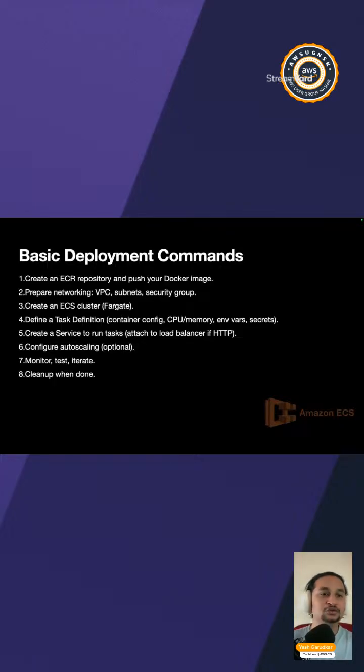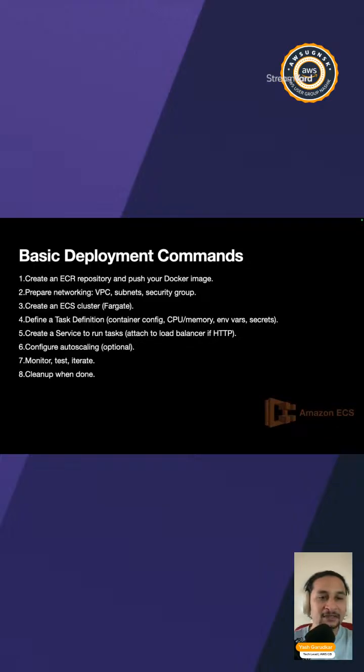Okay. So these are the basic deployment steps for your deployment using ECS. First, you create your ECR repository, which is for deploying your container images. So you create your container image and you push it to the repository.